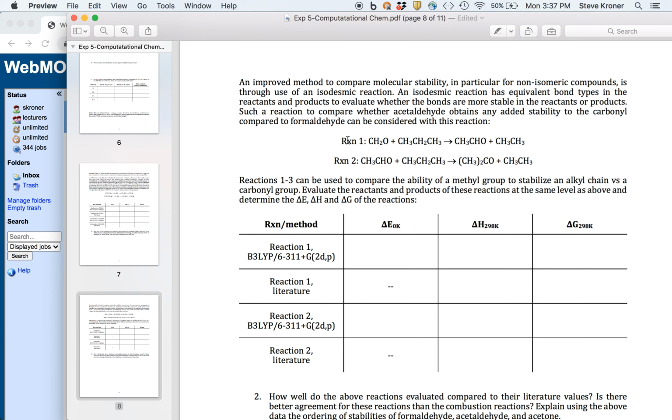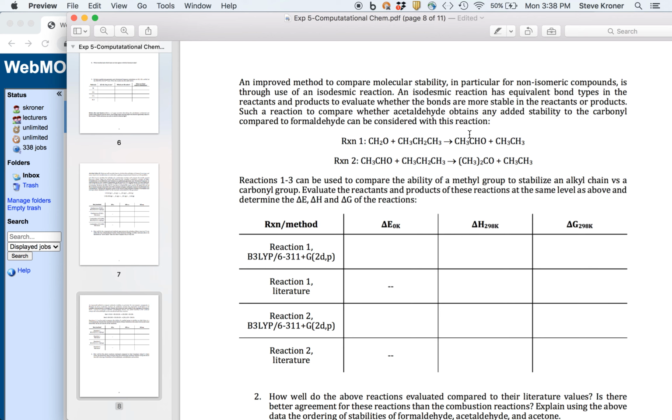The next part looks at two different reactions. Let's say we have formaldehyde plus propane goes to acetaldehyde plus ethane, and then the next reaction looks at acetaldehyde, adding another methyl group. What this is comparing is, does a methyl group more stabilize an alkyl chain or an aldehyde group? And if the methyl group didn't stabilize the aldehyde group better or worse than itself, then this delta H would just be equal to 0.